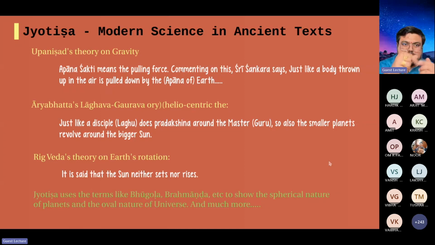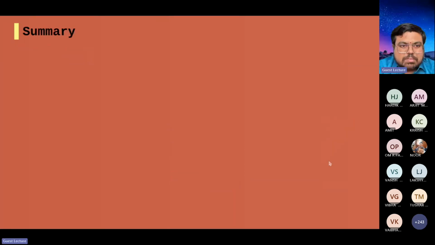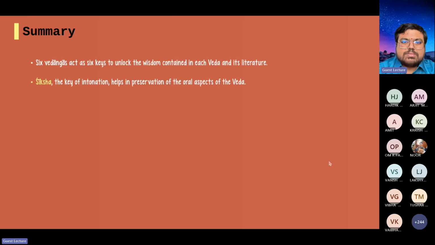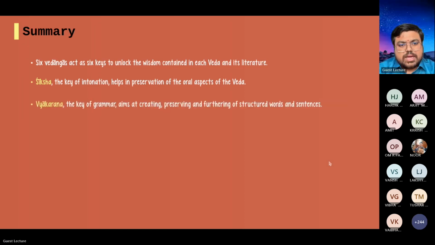Most of the secrets lie in the Jyotish Shastra. So in summary, we have the 6 Vedangas that act as 6 keys to unlock the wisdom contained in each Veda and its literature. You have Shiksha, the key of intonation, which helps in preservation of the oral aspects of the Veda. Vyakarana, the key of grammar, aims at creating, preserving, and furthering of structured words and sentences.